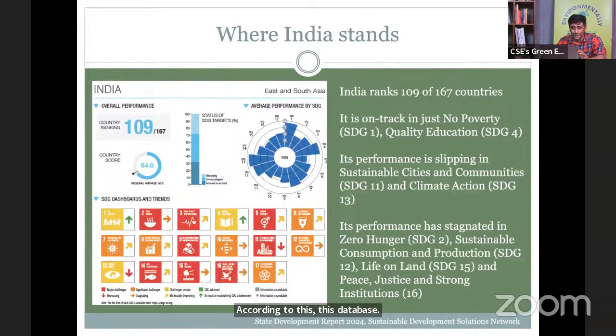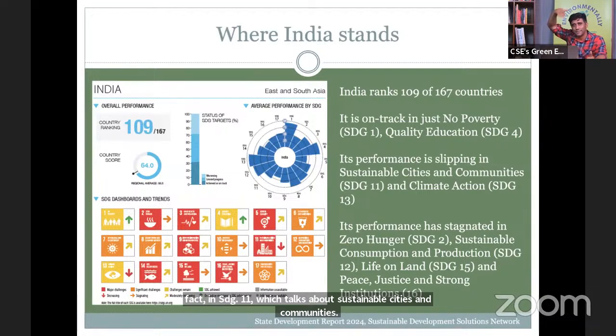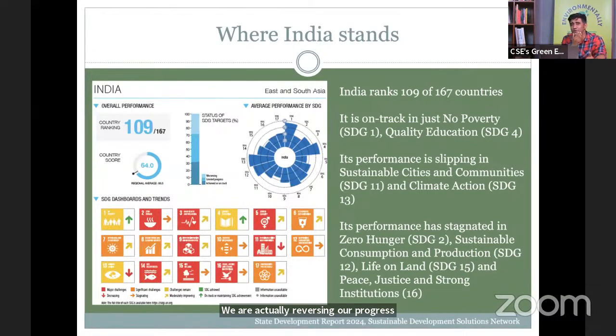And in fact, in SDG 11, which talks about sustainable cities and communities, we are actually reversing our progress. That is because the arrow shows down. That is the reason why it shows downwards. We are reversing the progress that we have made in recent years.